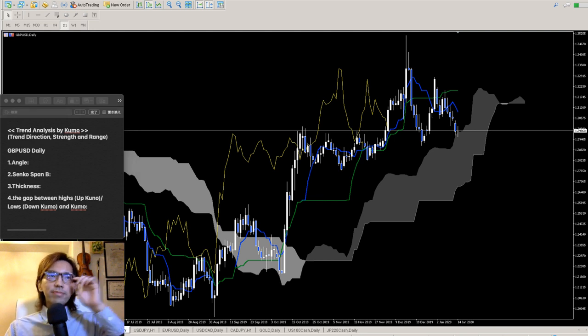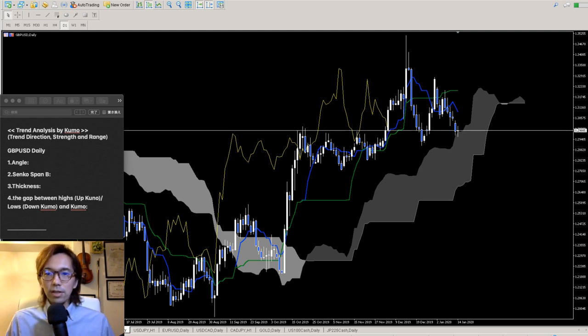Okay, pound dollar daily chart. All right, we get some answers here. Thin flat, thin range, horizontal flat, into the Kumo, flat, right? Inside the Kumo, less possibility to go up, all right? But it could form a morning star, okay?